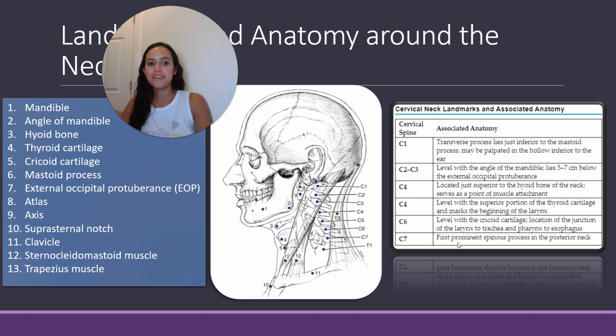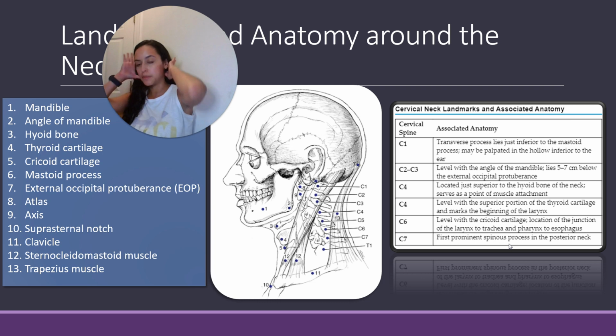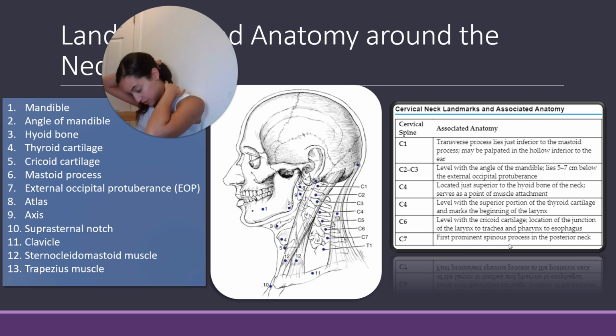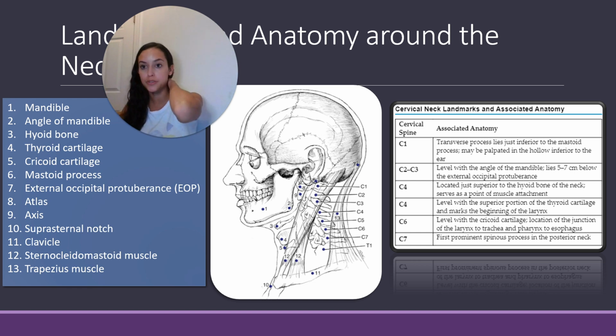And then C7, it's the first prominent spinous process in the posterior neck. So if you actually bend down, you look down at the floor and you feel the back of your neck here, you're actually going to feel something, the spinous process of C7 sticking out. It's an obvious landmark, and we do use that because you know that that's where the C-spine ends and where the T-spine starts. Very important when you're treating the high up area of the T-spine.